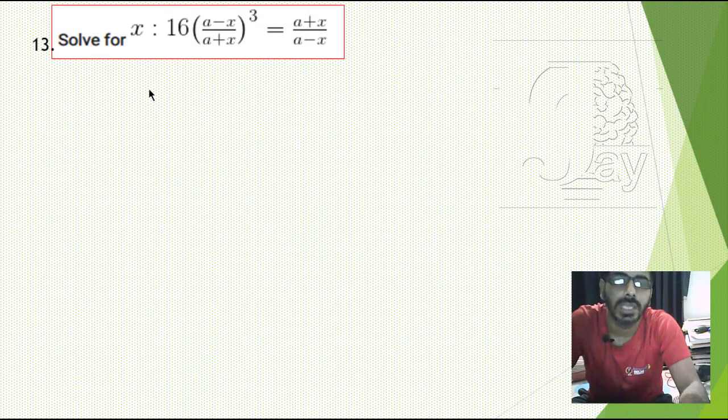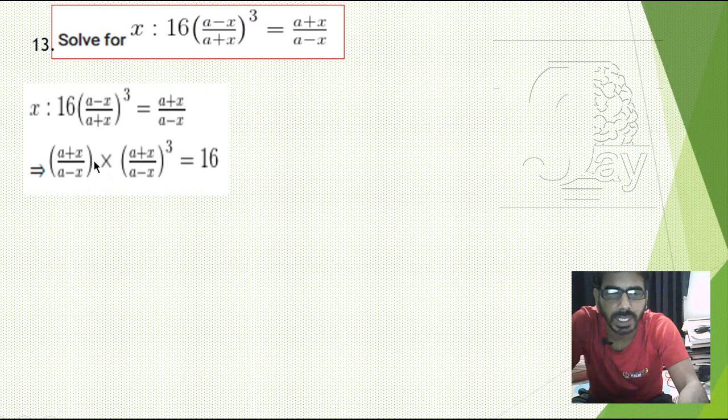In this type of questions, again we are going to solve for x, whatever is given. We'll try to keep all the variables on one side. Okay, as we see a minus x whole cube. If I transfer this a minus x from here, we get a minus x whole power 4. Similarly, a plus x goes to the denominator, we have a plus x whole power 4, and 16 here we get 1 by 16. Okay, so we get a plus x whole power 4 by a minus x whole power 4 equals to 16.